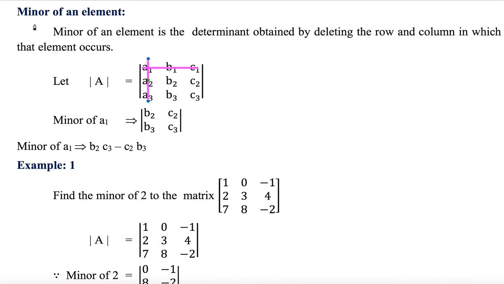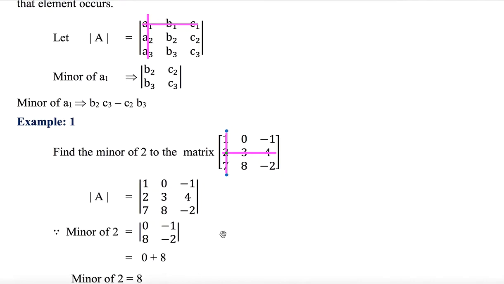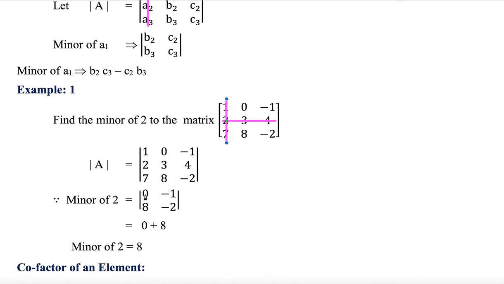If you find the determinant of these, then this is nothing but the minor. B2 C3 minus C2 B3 is your minor. In the same way, if you want the minor of 2 of the matrix given here, then you need to delete this row and this column. Fair enough, right? Then the remaining elements will be 0 minus 1 or 8 minus 2. So the minor of 2 is nothing but plus 8.